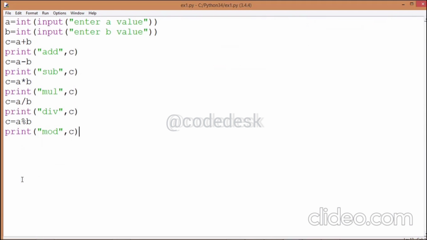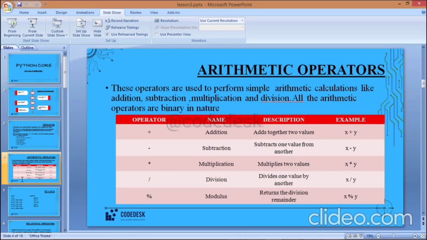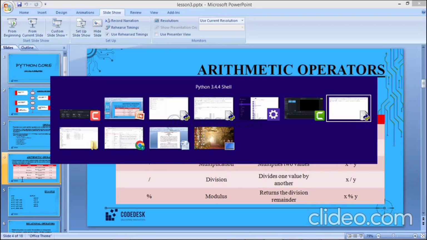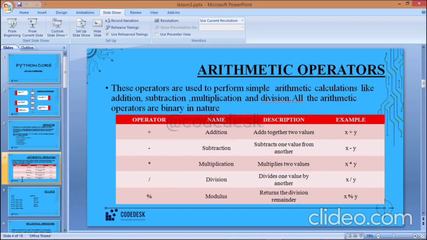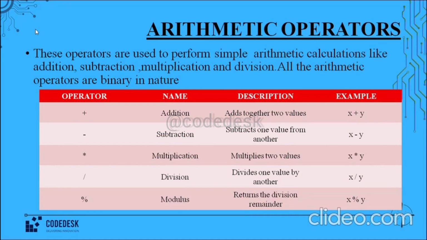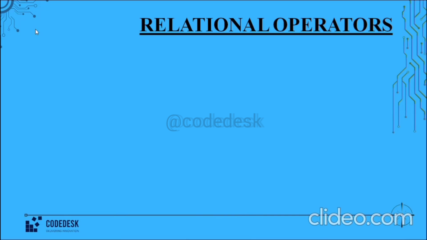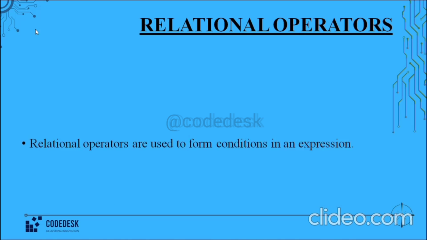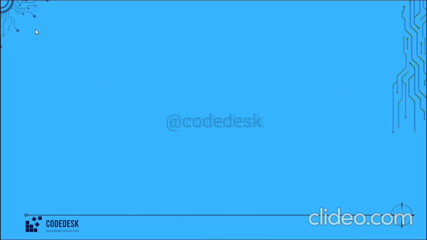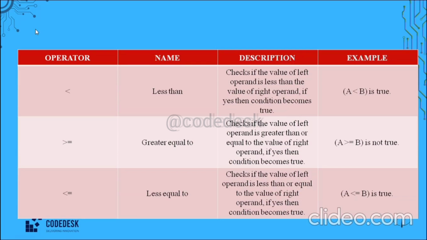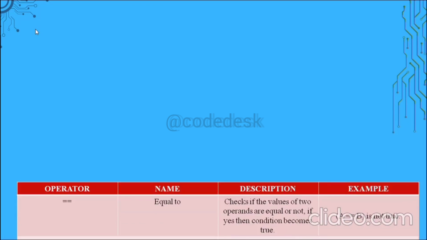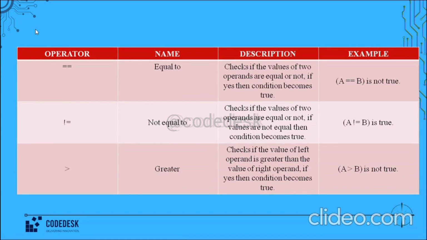So this is the first group of operators in the Python programming language. These are the arithmetic operations: addition, subtraction, multiplication, division and modulus. The next operation is relational operation. Relational operators are used to compare two values. Some of the relational operators are greater than, less than, greater than or equal to, less than or equal to, equal to, and not equal to.